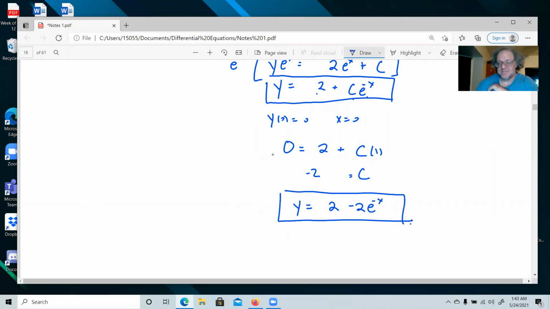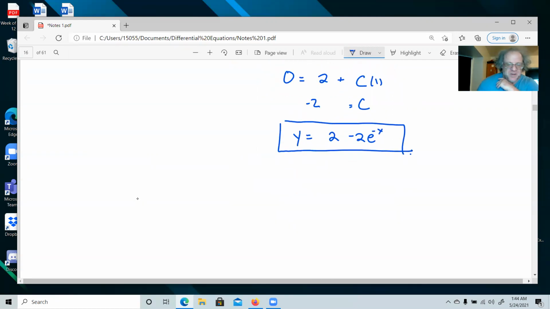All right? It's pretty nifty. Let's see here. There we go. All right, let's get one that's a little bit craftier.